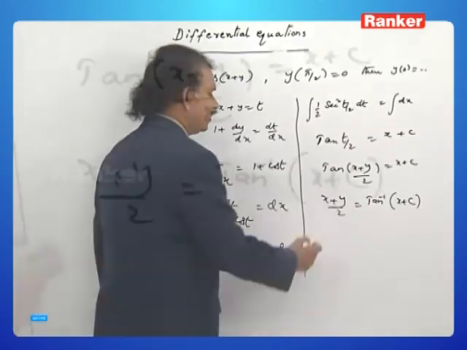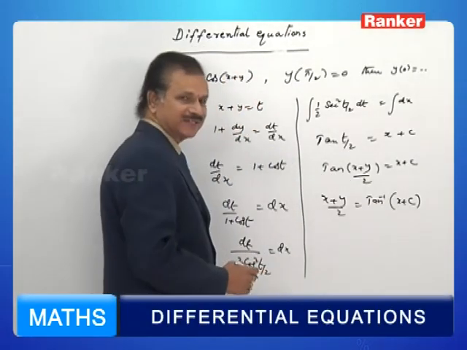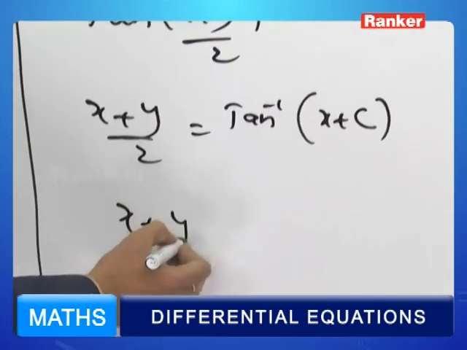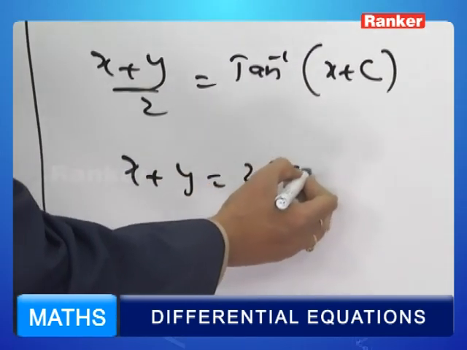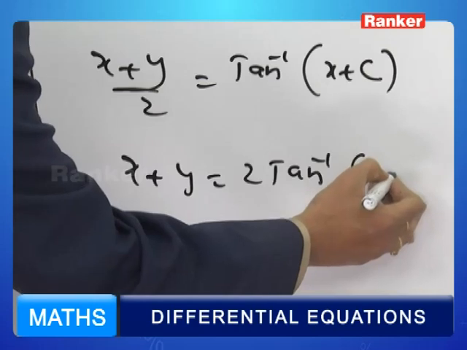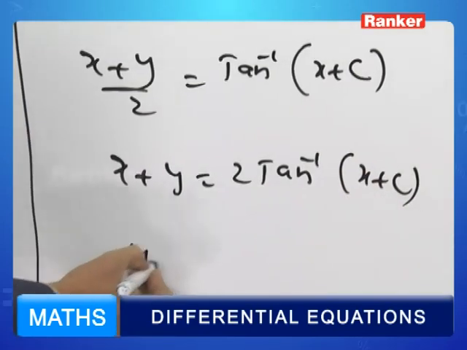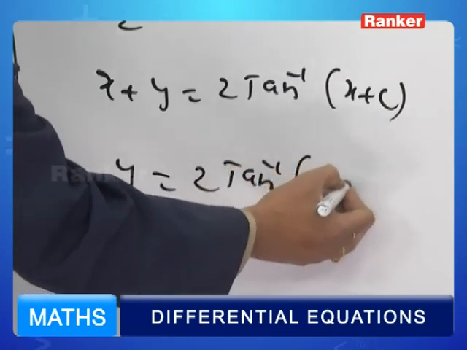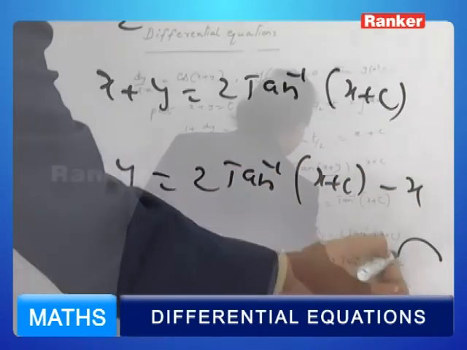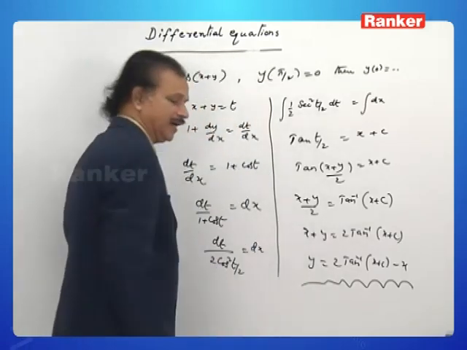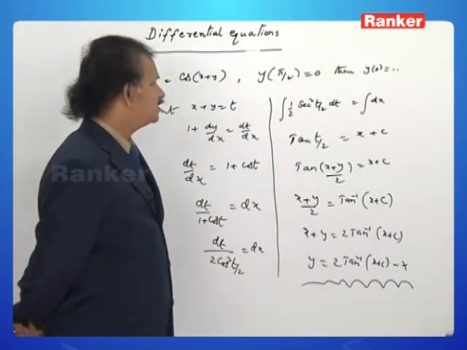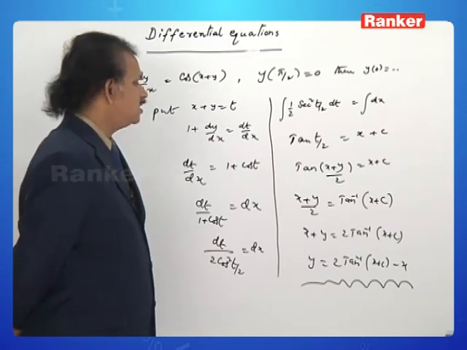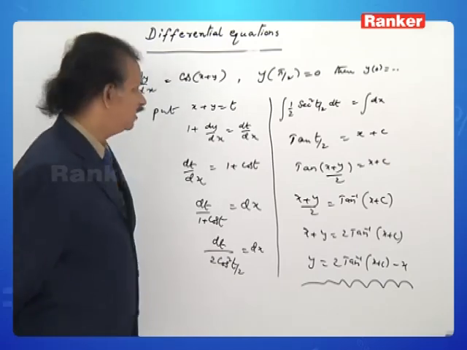Okay, (x + y)/2 = tan⁻¹(x) + c. So x + y = 2 tan⁻¹(x) + c, or y = 2 tan⁻¹(x) + c − x. This is the general solution y.